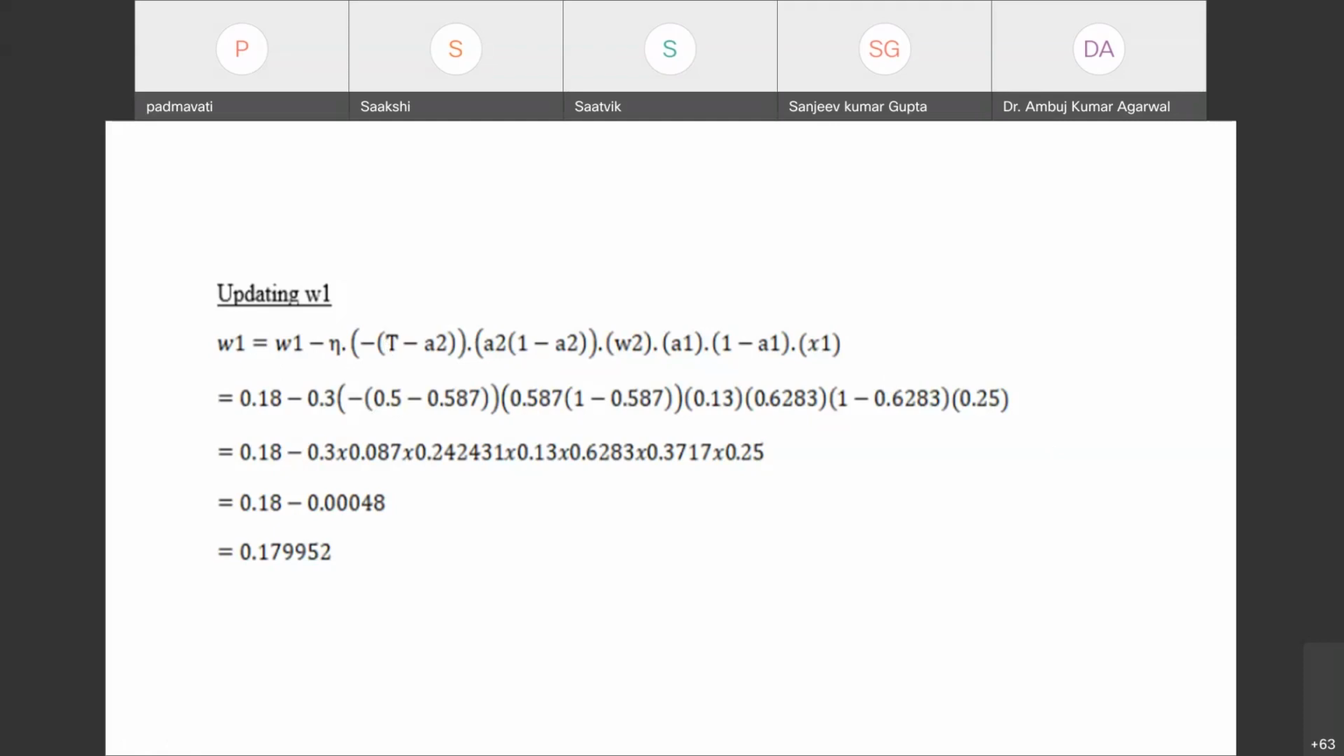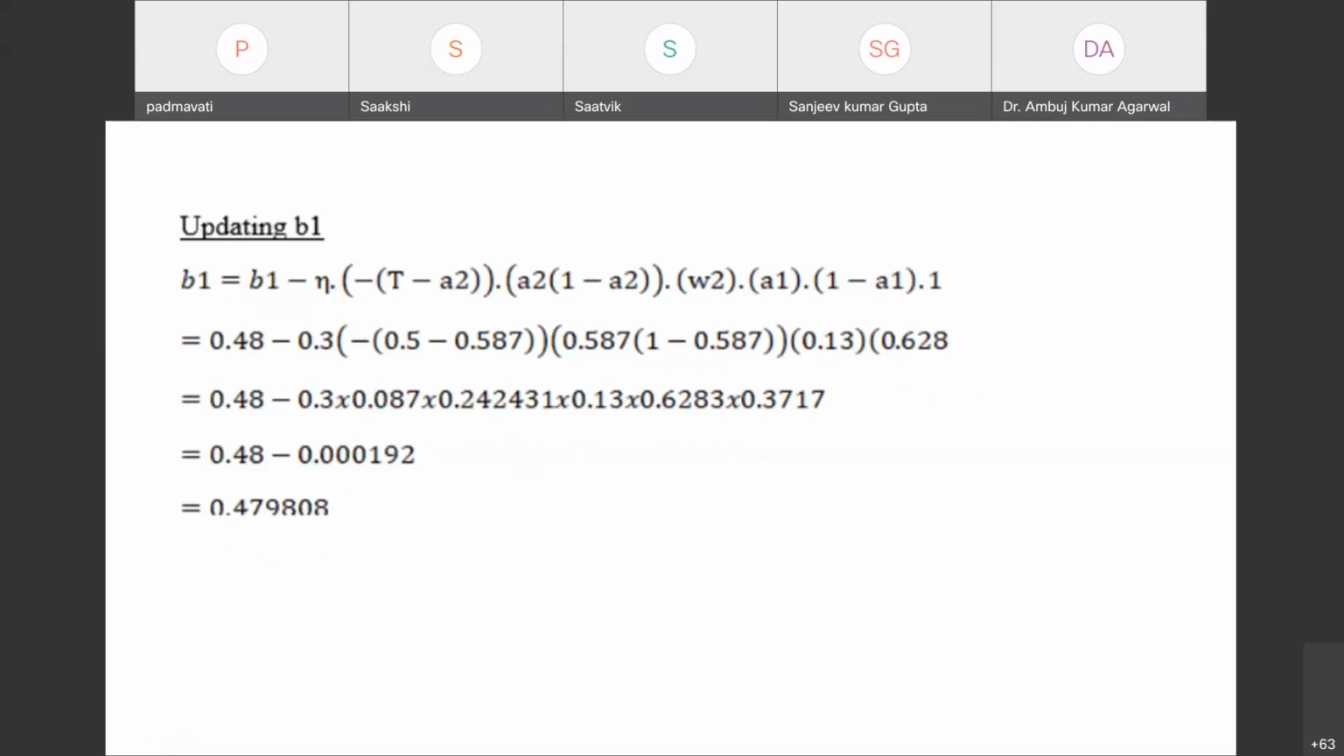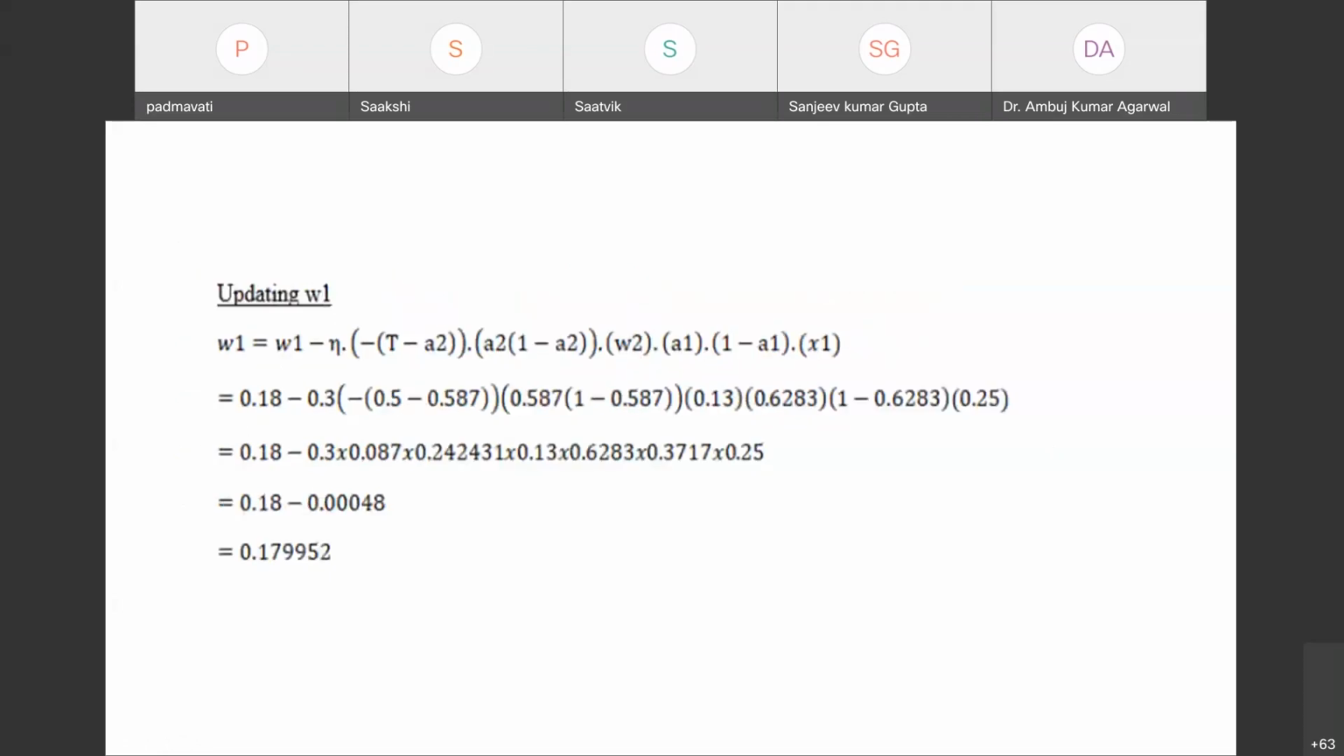So once we compute W1 and B1, there is some issue. Is the issue still there, Sakshi? Yes, ma'am. At times there is a voice break in between. Okay. Is it fine now? Yes, ma'am. It's better now. Just minor breaking. Okay. So we need to update W1. Similarly, we need to update B1.